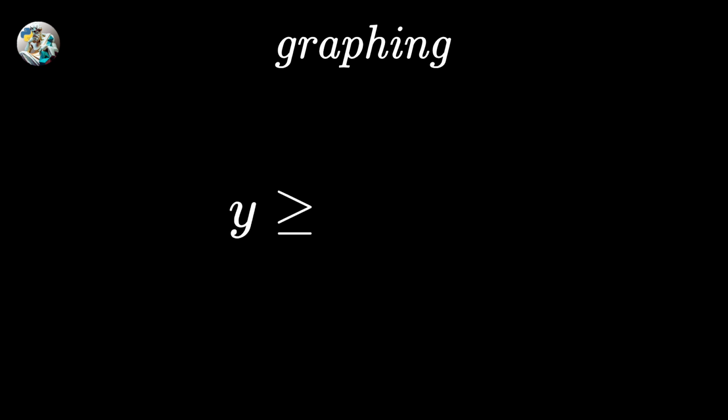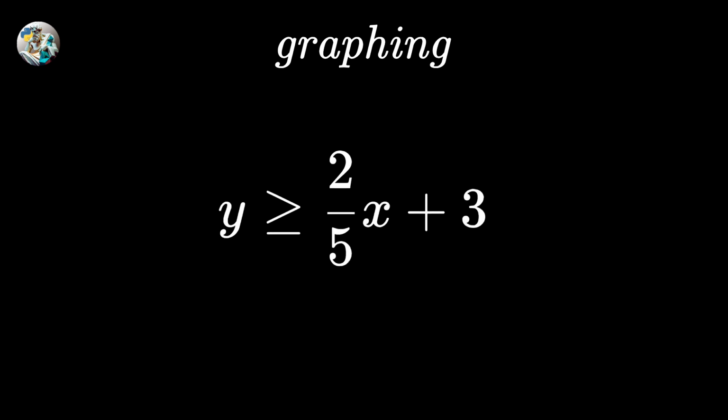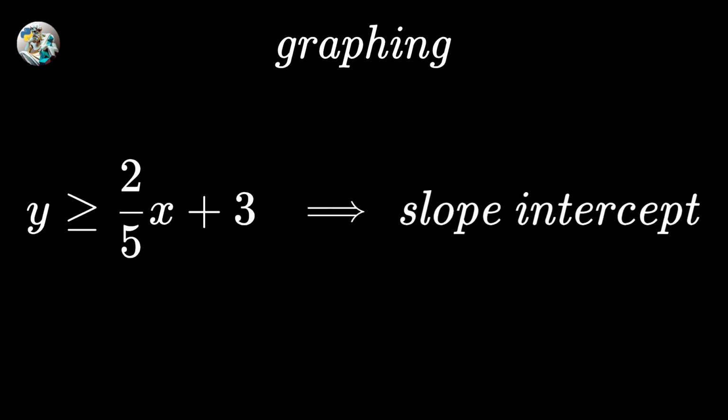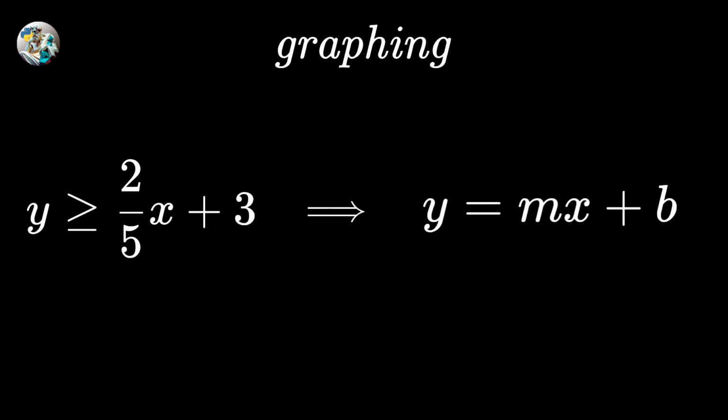Now let's move on to graphing inequalities. Let's take this inequality, for example: y ≥ (2/5)x + 3. To work with this kind of inequality, we convert it into the slope-intercept form, y = mx + b. So now it looks like this.